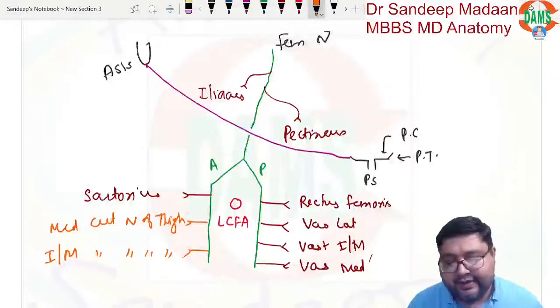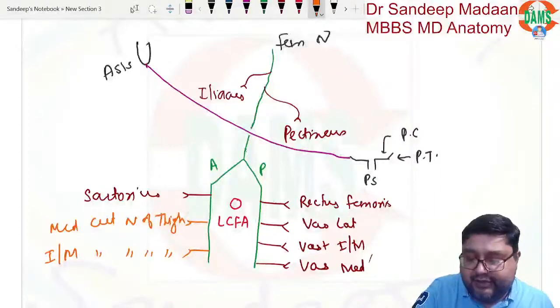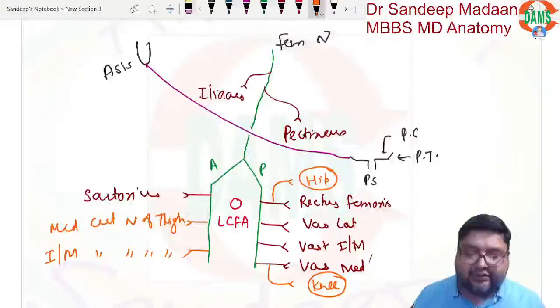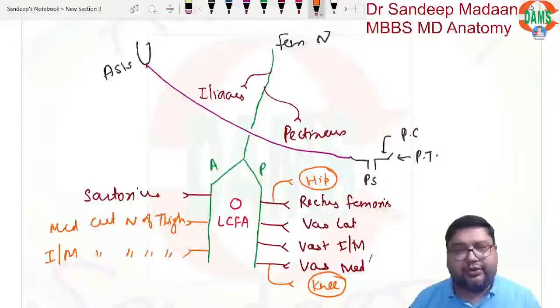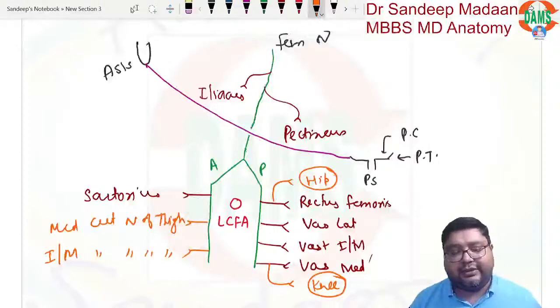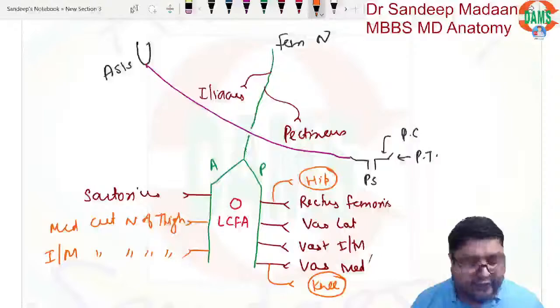All right. Now one more point that we should understand is this: the branch to rectus femoris additionally supplies the hip joint, and the branch to vastus medialis additionally supplies the knee joint. In fact, all the branches to the vasti, like vastus lateralis and vastus intermedius, will also go to the knee joint, but the major contribution is given by the branch of vastus medialis. But what is the significance of knowing this?